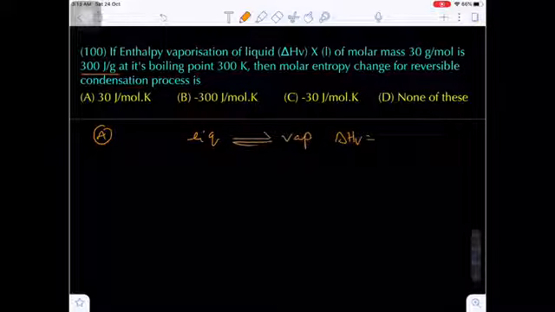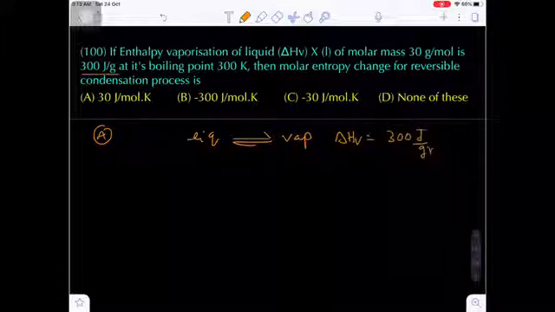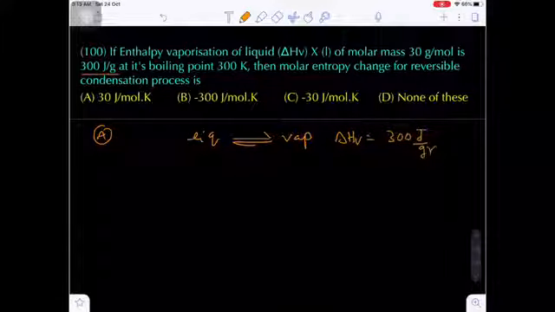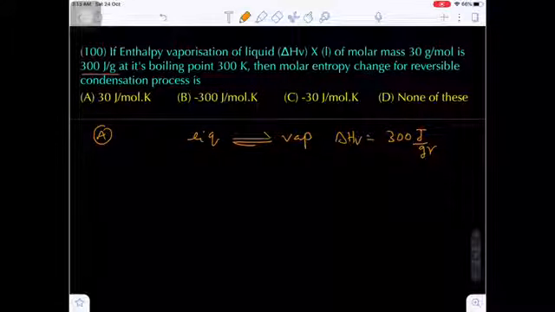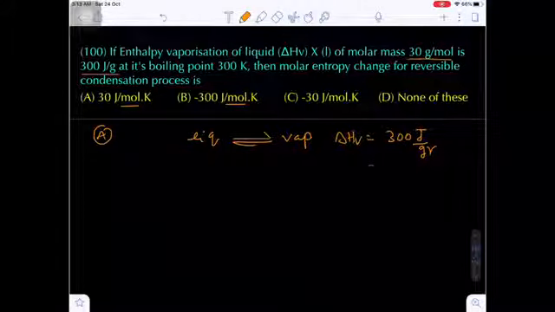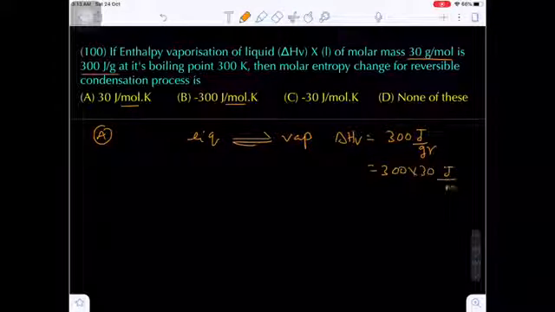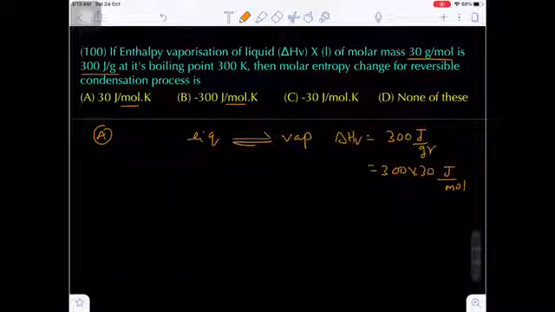What will be the enthalpy of vaporization here? That is given as 300 joule per gram. But enthalpy of vaporization must always be in terms of joule or kilojoule per mole, because in the options you see per mole. So that's why, what is the molar mass of the liquid? 30 gram per mole. So now what I am doing here is 300 into 30, so you will get joule per mole. Are you getting my point? So this is the enthalpy of vaporization.